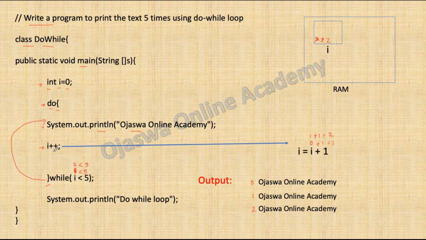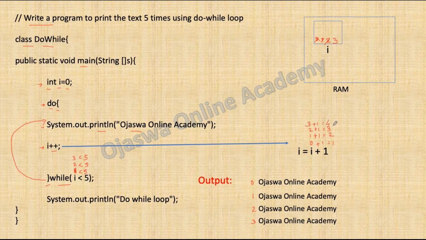I is again incremented. I++. Value of I is 2 plus 1 equal to 3. Now the updated value of I is 3. Again the condition is checked. Value of I is 3 less than 5. Condition is true. Hence, control of the program goes inside the do block. And the statement system.out.println is executed and the text is printed to the output screen for the fourth time when value of I is 3. I is incremented.